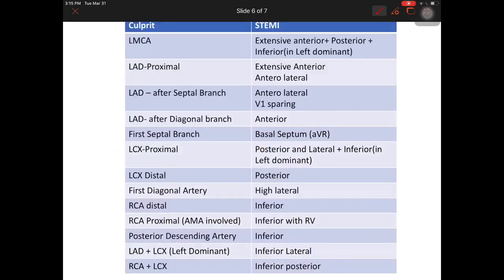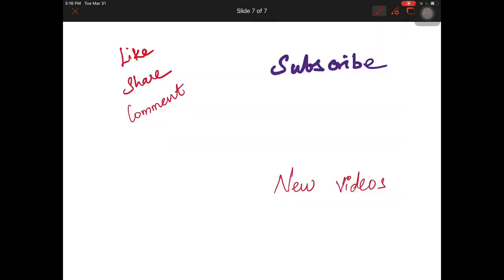I have given a list of all these culprit vessels and what type of ST segment elevation the person will get. Just please go through it.